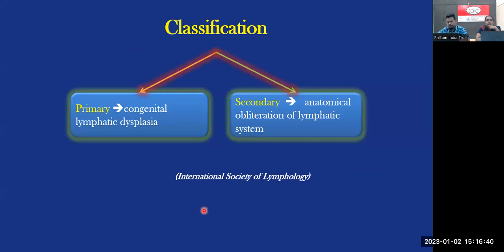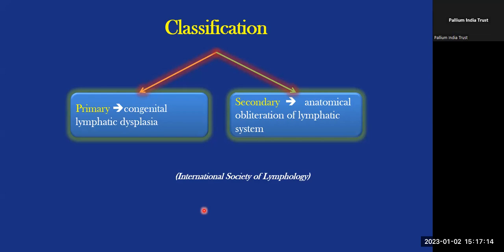Now we move to the classification part. According to the International Society of Lymphology, it is classified in two different ways: primary and secondary. The primary is congenital lymphatic dysplasia, because from birth itself there is a congenital abnormal, small formation of the lymphatic system. From birth itself, the lymphedema will be there.